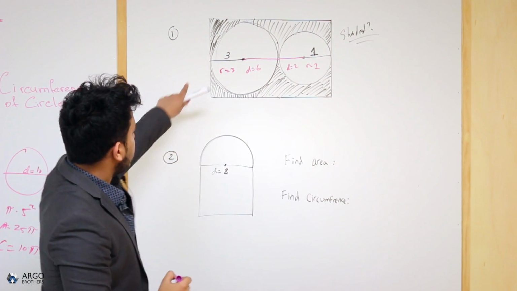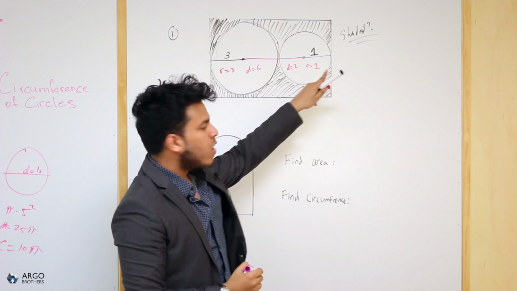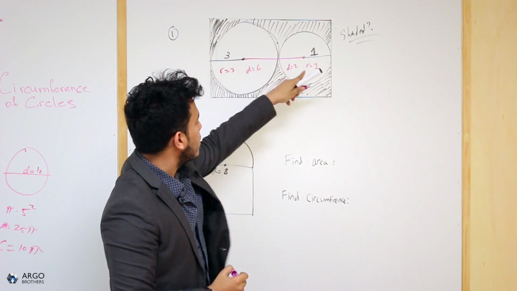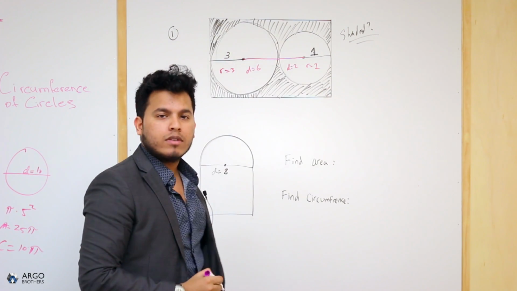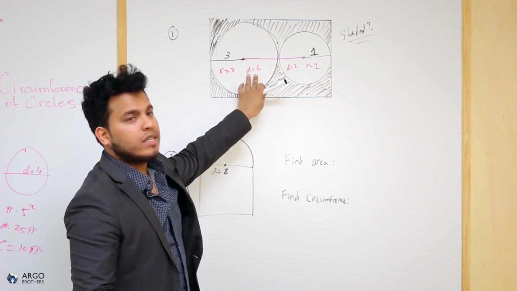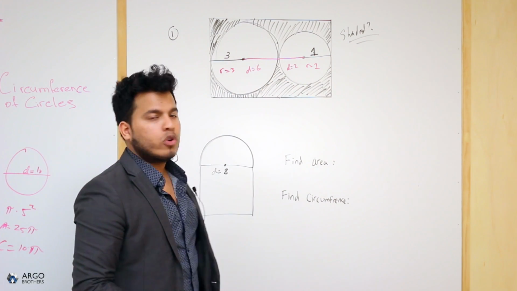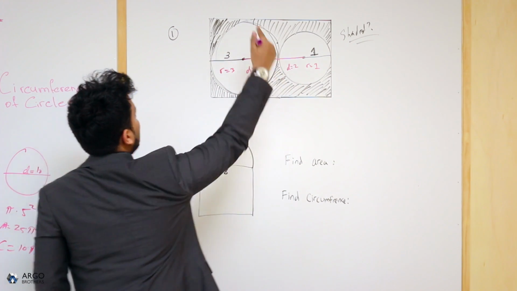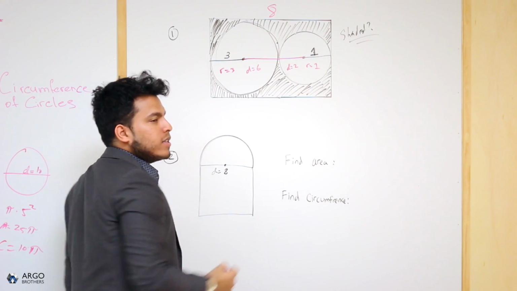What have I just done here? Look at this. It's a straight line across, right? Isn't this the length? Isn't this the same thing as this? So what happens if I just go ahead and add up my diameter of the first circle and second circle? So 6 plus 2 is 8. I know that the length of this is 8.